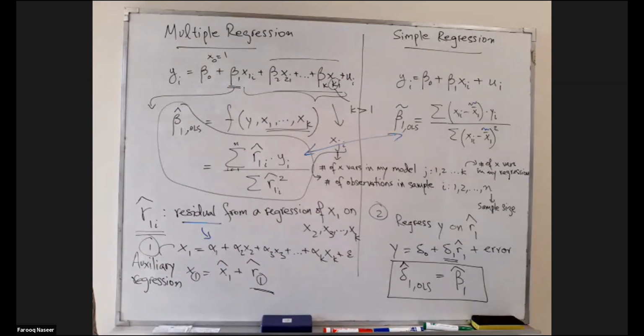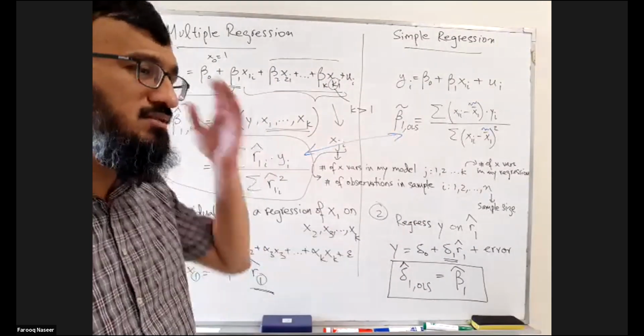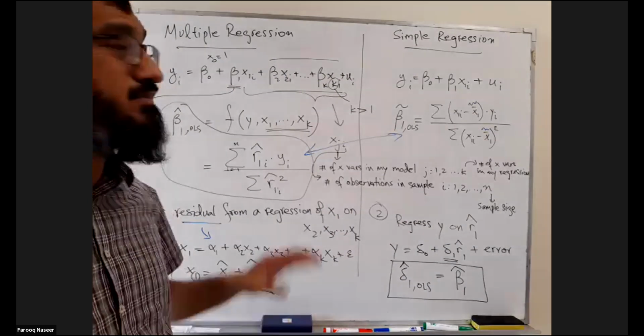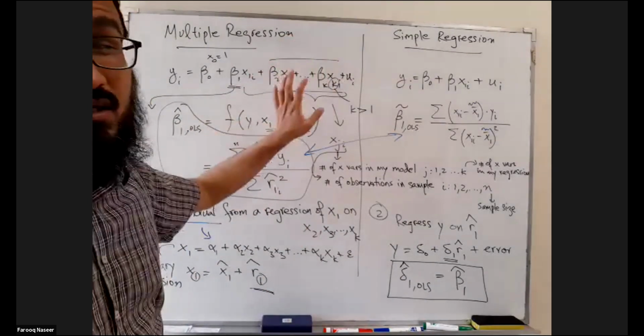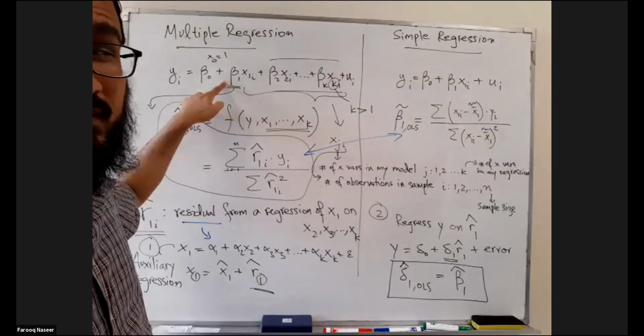So what does that tell us? Why is that useful to know? What does it tell us about the multiple regression? So it gives us a way to think about the multiple regression: what effectively adding these other x variables is doing to my beta 1 coefficient.